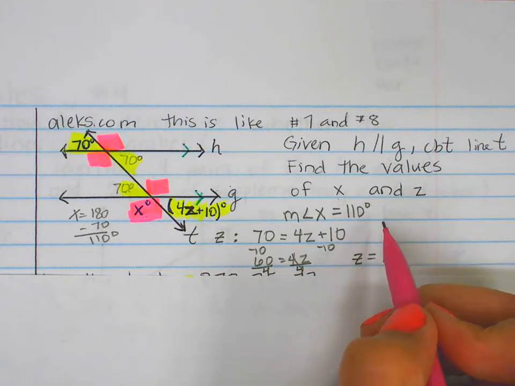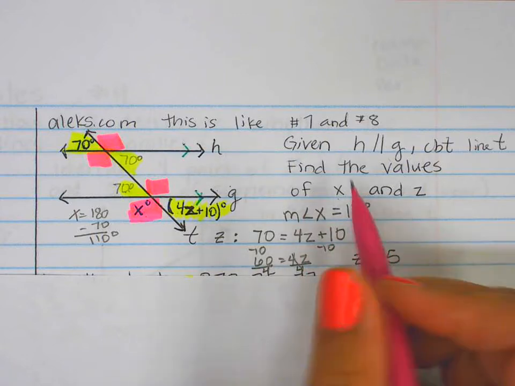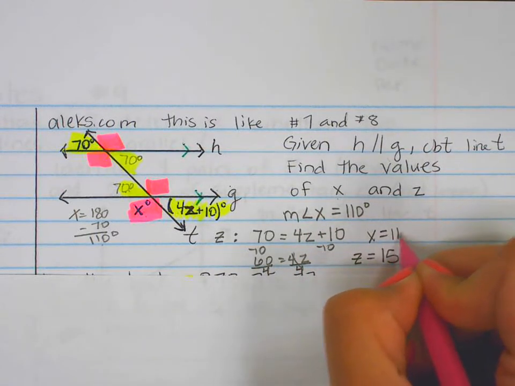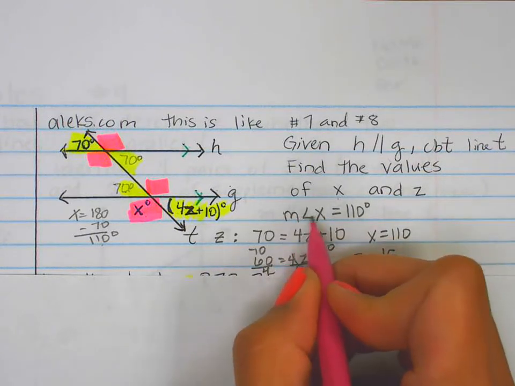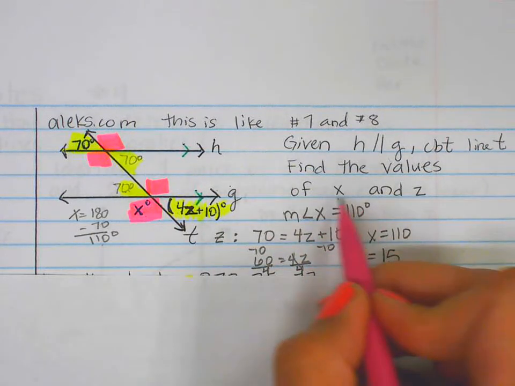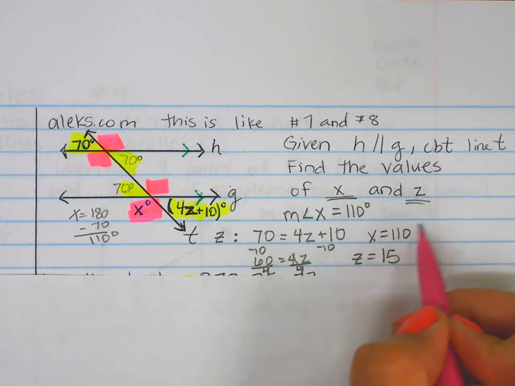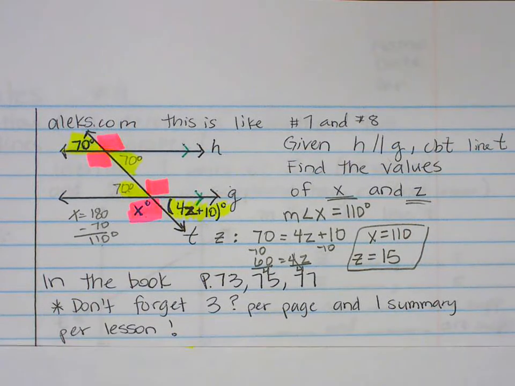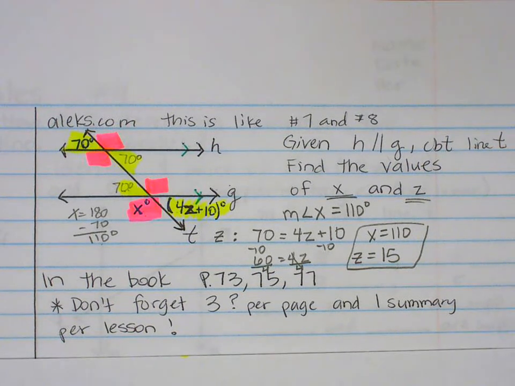So I'm going to circle my answers. Actually, it doesn't say find the measure of angle X. It just says find out what X equals, and X equals 110. But the measure of angle X is 110 degrees. But it's just saying find the value of X and Z. So that is it. All right, so now the next thing, we're going to do some questions in the book.